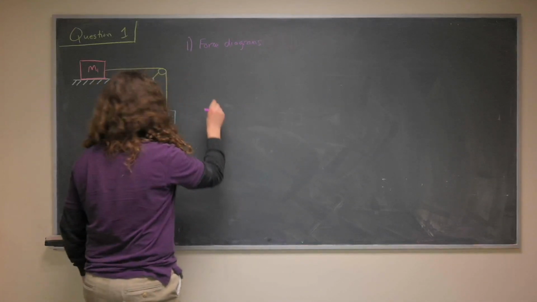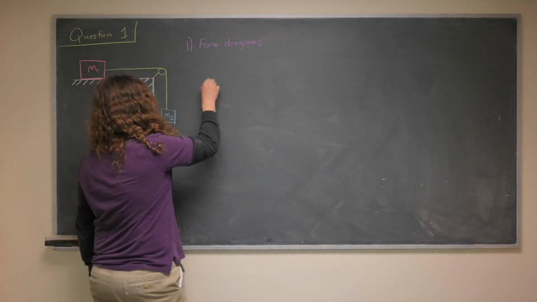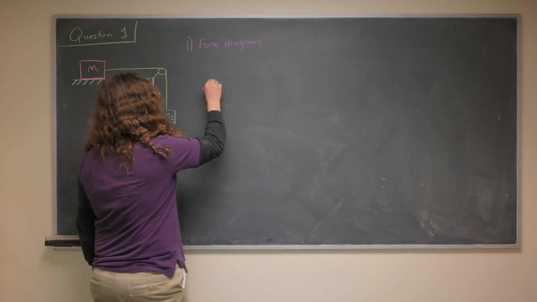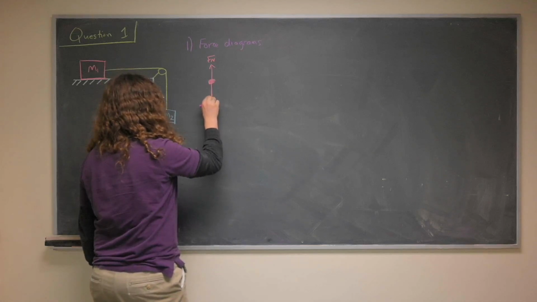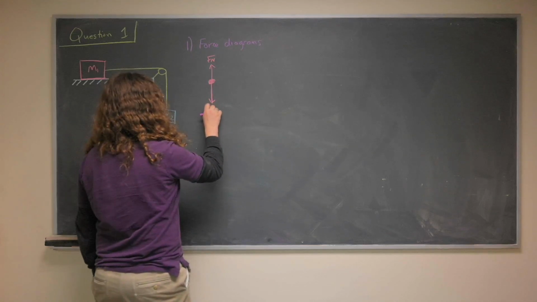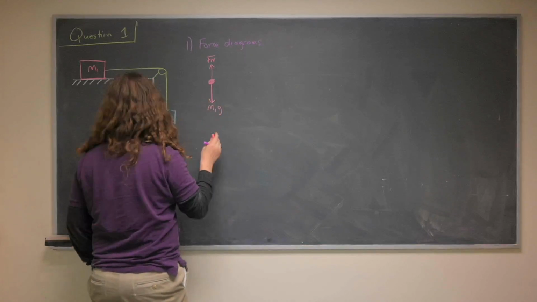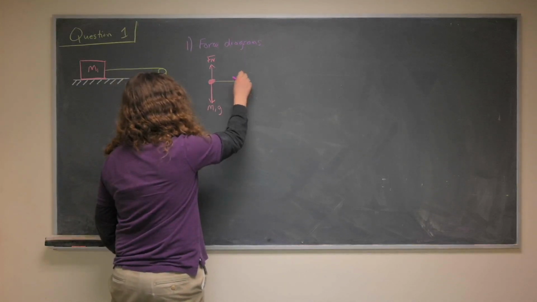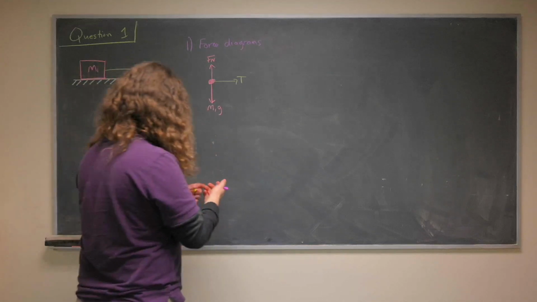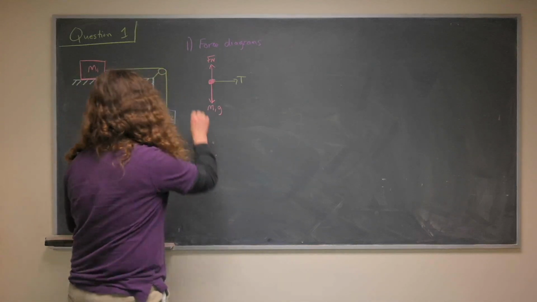It'll always be the case. So for this object, I've got a normal force going upward, gravity going downward, and then the tension in the string going to the right. That's for M1.